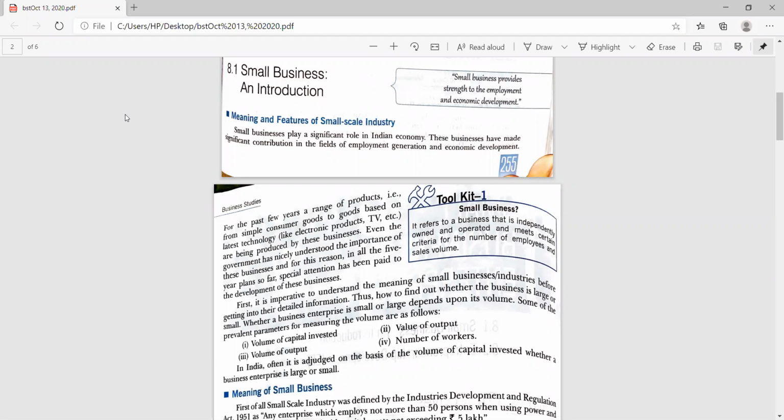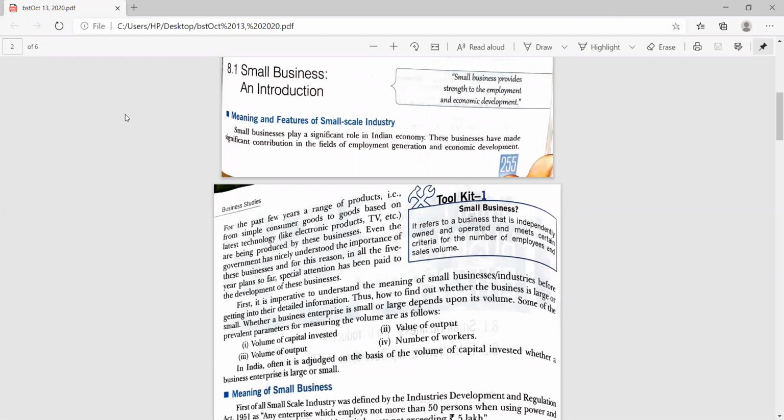Whenever we talk about the parameters, please underline the last line of this para in your book. Some of the prevalent parameters for measuring the volume are as follows. You may find a question in the paper asking what the parameters of measuring the volume of a business are, or what the basic criteria are on which we can find whether a business is small or large. On the basis of the volume of capital invested, the value of output, the volume of output, and the number of workers working there.